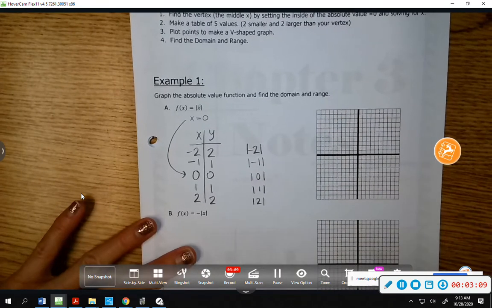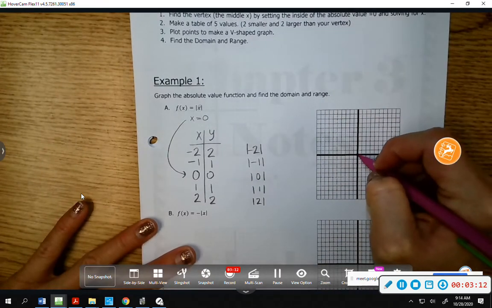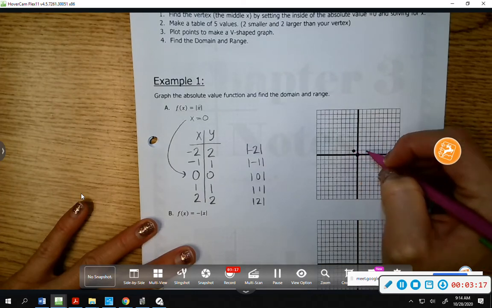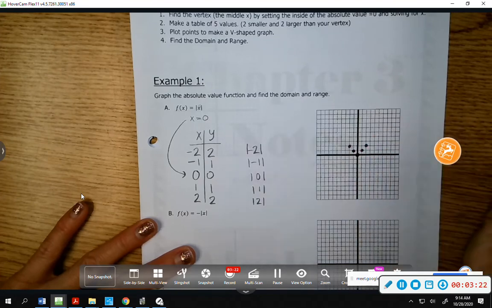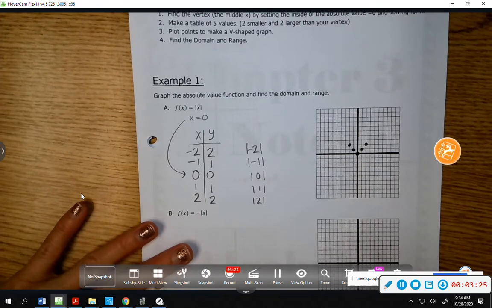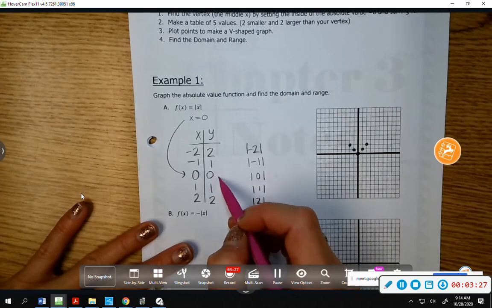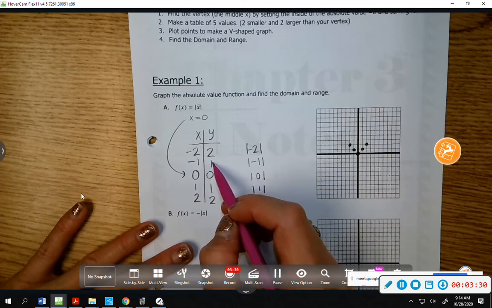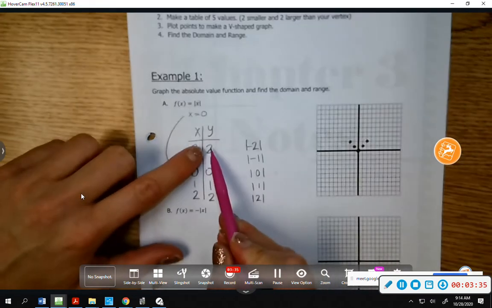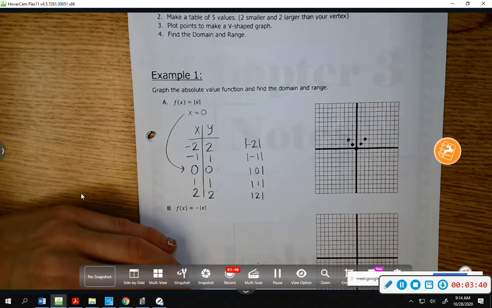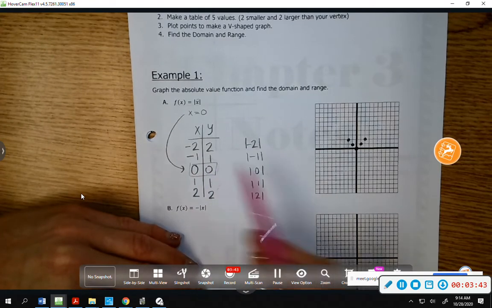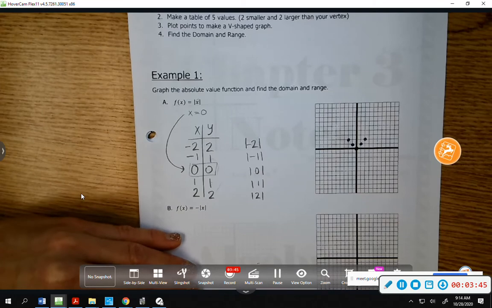So let's plot those points. I always like to start with my vertex. Then -1, up 1, and -2, up 2. Something that you'll notice is you're always going to see symmetry, because if your vertex is in the middle and it makes a V, you'll always see symmetry. So if you don't get 2, 1, 0, 1, 2 and you don't see that symmetry, then you know that you made a mistake somewhere, and that mistake is probably that you don't have the vertex in the middle of the table.